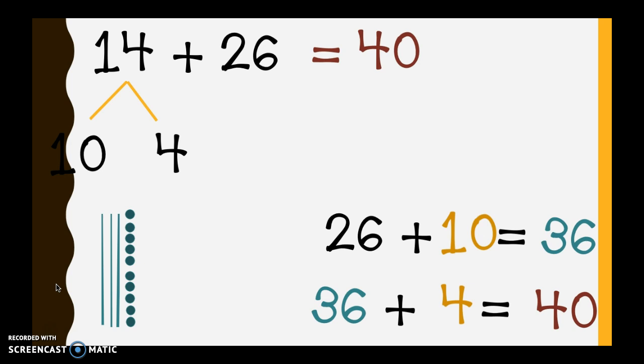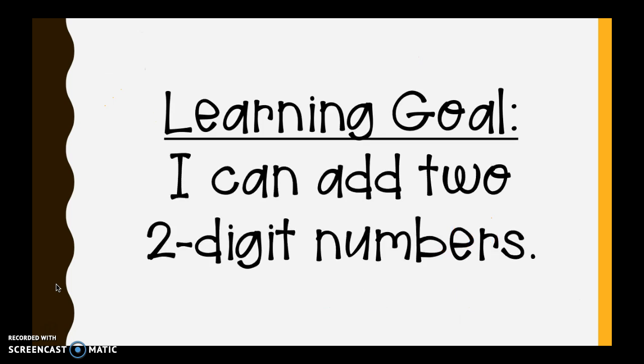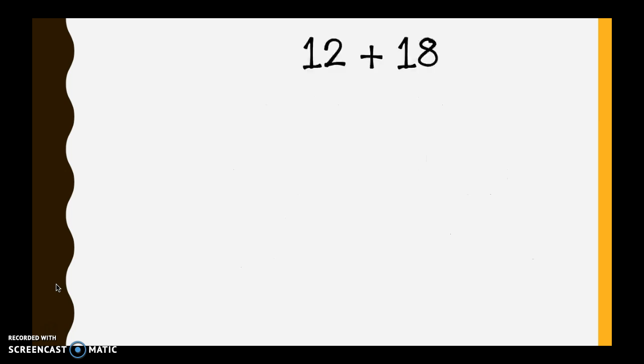As long as you make sure that you do that good number bond from the smallest number, and then add the 10s, and then add the 1s, you should be good to go. Which is good, because today's learning goal says, I can add 2 two-digit numbers, and that's exactly what we've been doing. Friend, it's your turn to do it all by yourself.